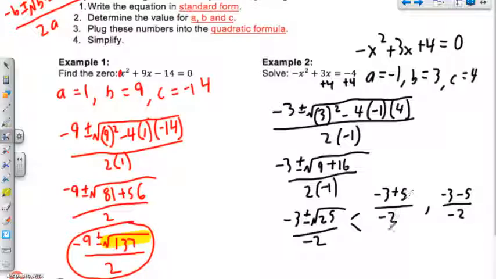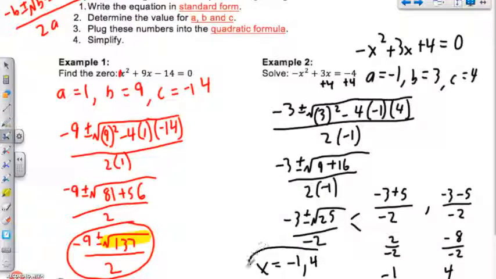So negative 3 and a positive 5 is going to be a positive 2 over negative 2, which is going to give us negative 1. And a negative 3 minus 5 is going to be a negative 8 divided by negative 2, which is going to give us a positive 4. So in this case, x would equal negative 1 and positive 4.